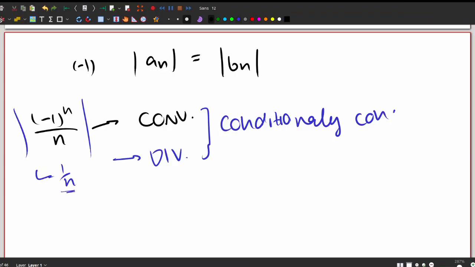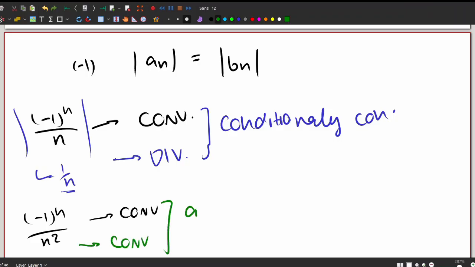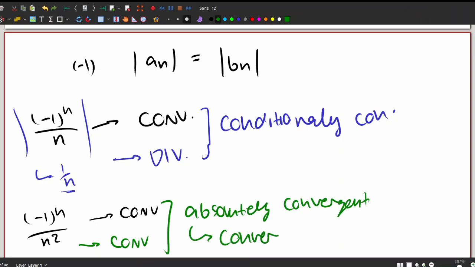If the absolute value of a series converges, so if we had (-1)^n over n squared, not only does this converge, the absolute value of this series, which is just 1 over n squared, also converges. And therefore, we say this series is absolutely convergent. And therefore, it is also convergent.